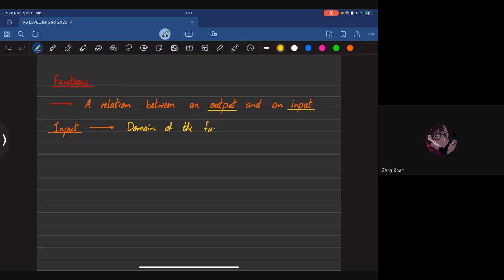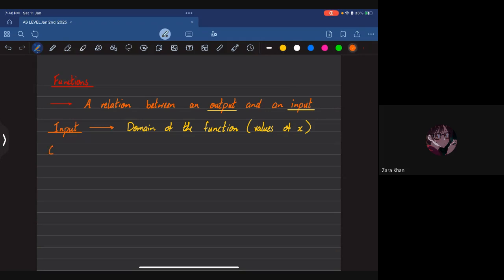And also, they are your values of x, usually. So, in a mathematical function, values of x are plugged into the function, and they are also known as your input, and they're also your domain of the function. The domain is going to be all the values that you can put into that particular function.